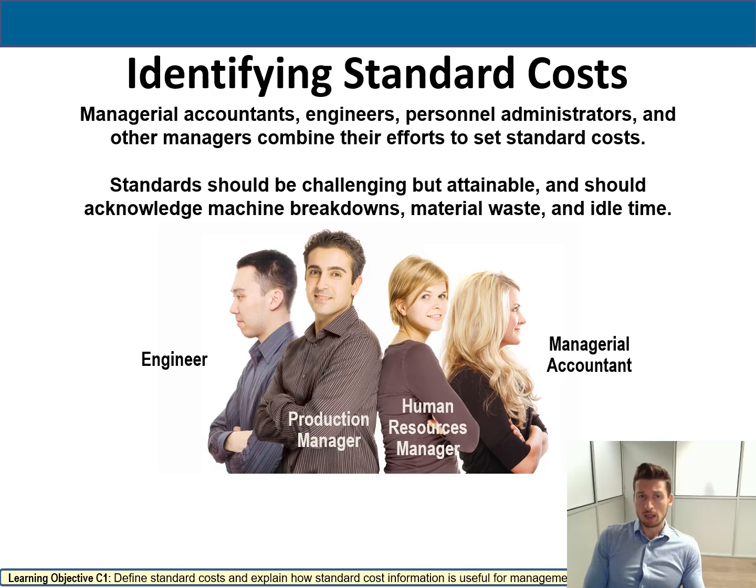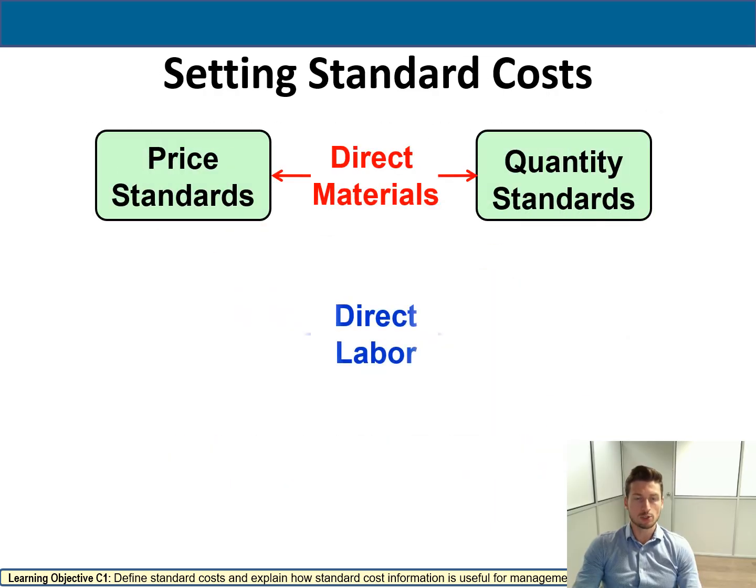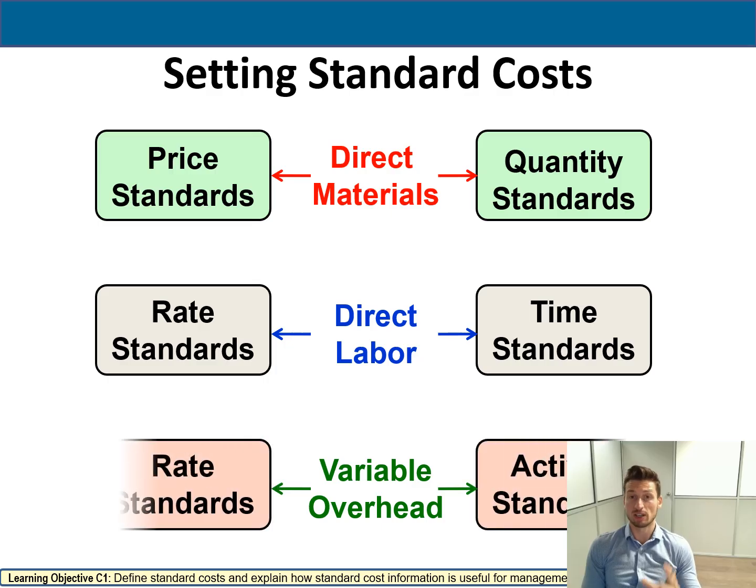So just remember and pay attention that standard costs should be challenging but attainable. So if I'm going to be too idealistic or perfectionist, I'm not going to achieve them. Okay? And what is also important, we need to take into consideration machine breakdowns, material waste, and idle time. Okay? So these different people in the organization suggest and plan different standard costs.